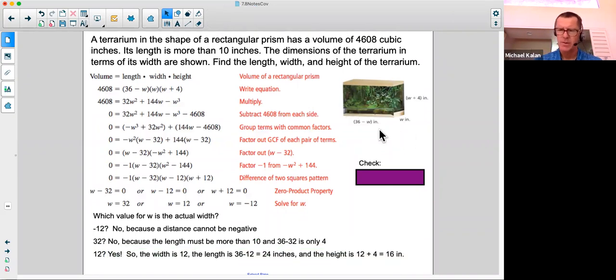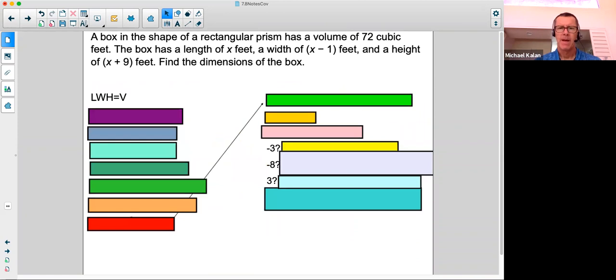What would the height be? 36 minus 12, which is 24. And the length is 12 plus 4, which is 16. And guess what you get when you multiply 12 times 24 times 16? Yes, 4,608. Quite a problem. Okay.